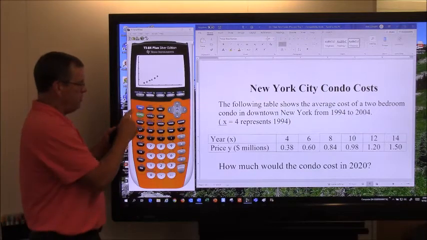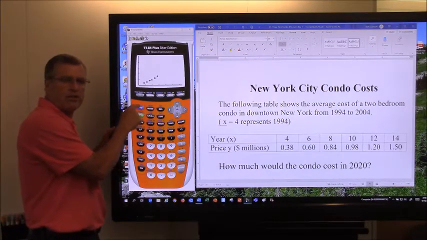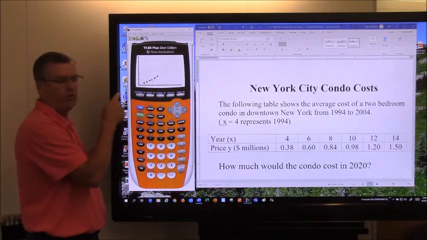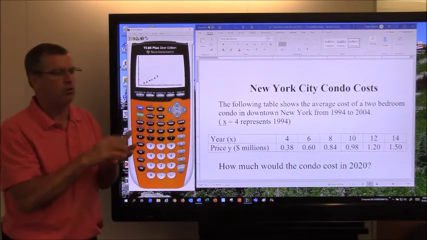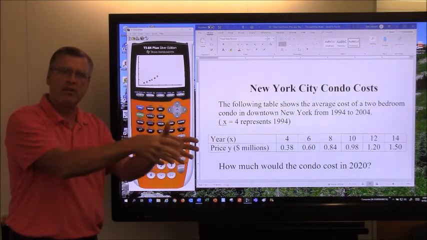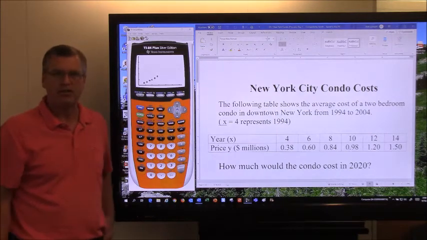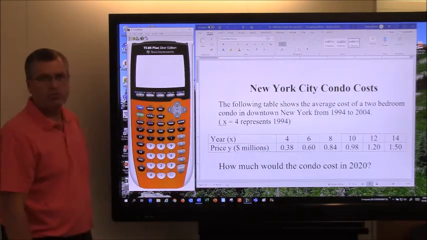So I'm going to do second quit. What second quit does is it always takes you back to your home screen. Your home screen is where you do all your adding, subtracting, multiplying, dividing, stuff like that. It's also the spot where you would give the calculator commands to perform something. All right, so I'm going to go second quit. I'm at my home screen.